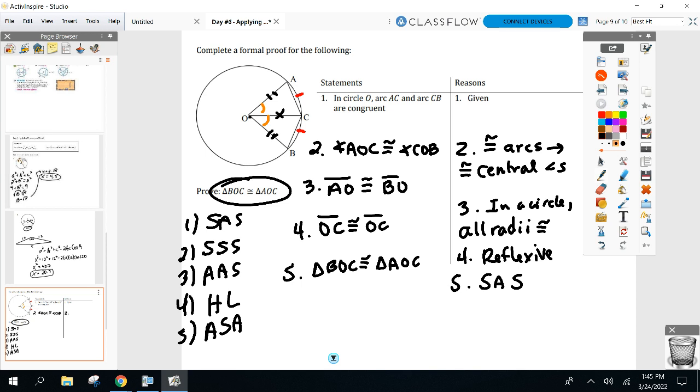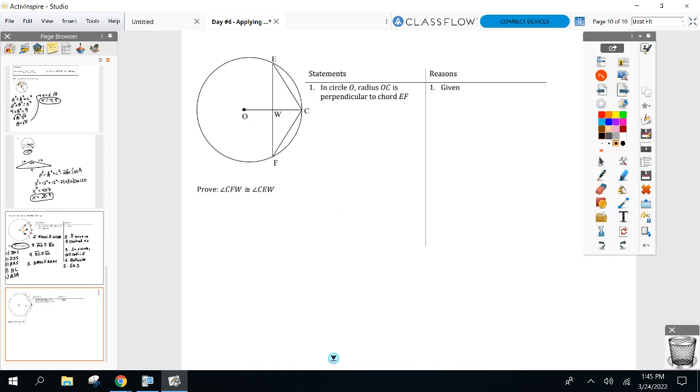Side. Why? How'd you get AC and CB congruent? Congruent arcs have congruent chords, right, everyone? So I could have said also AC congruent to CB and then done side. Anything you want to ask there? Come on, we just couldn't do one, right? You're hungry for another. Let's go.